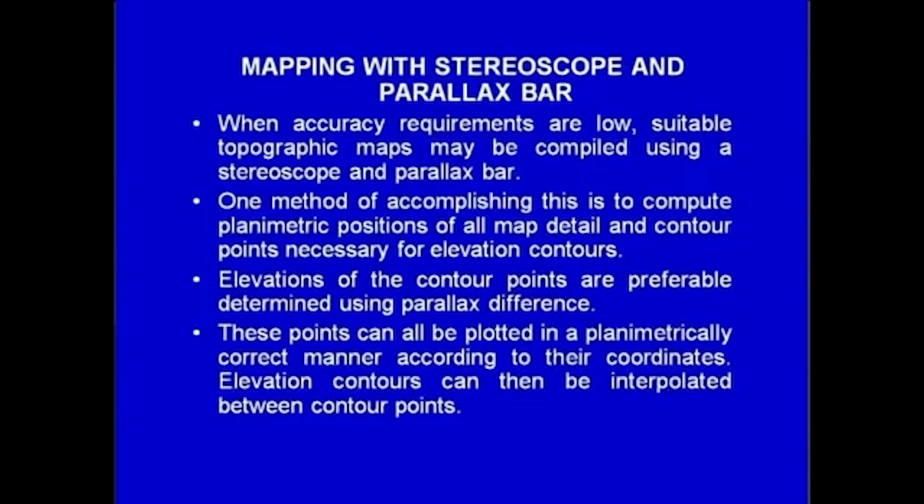Now, this concept can be extended for mapping the details. So, let us look at the next activity, and that is mapping with stereoscope and parallax bar. When accuracy requirements are low, suitable topographical maps may be compiled using a stereoscope and a parallax bar. One method of accomplishing this is to compute planimetric positions of all the map details and contour points necessary for elevation contours.